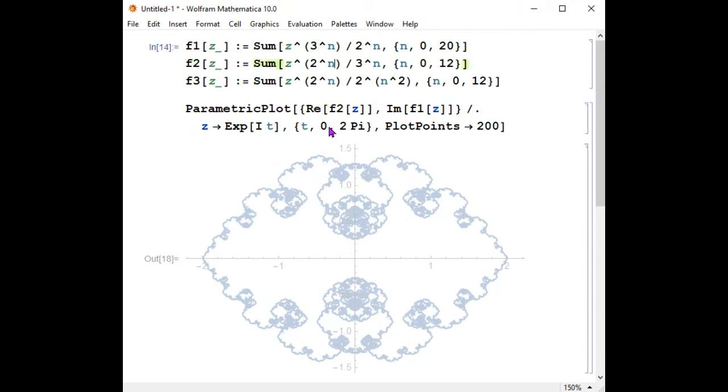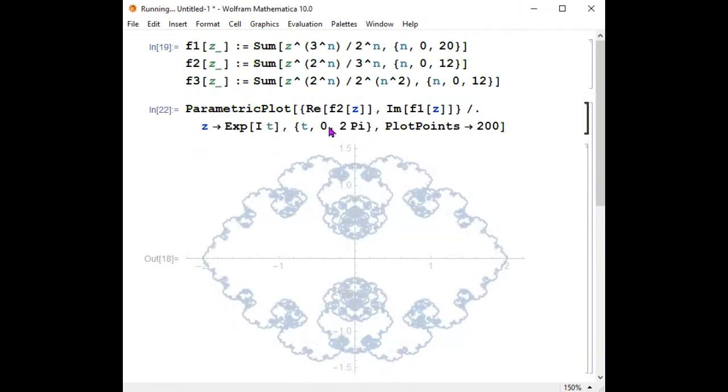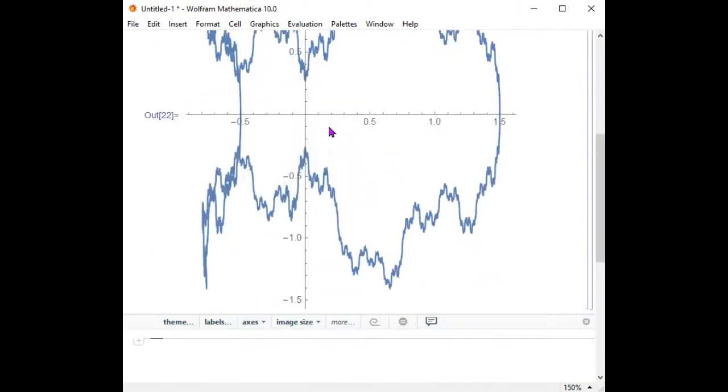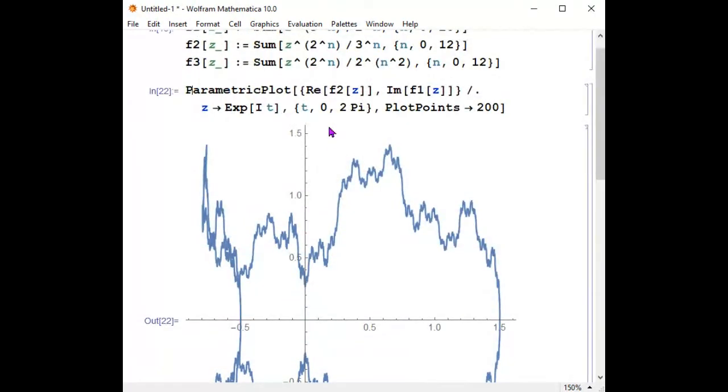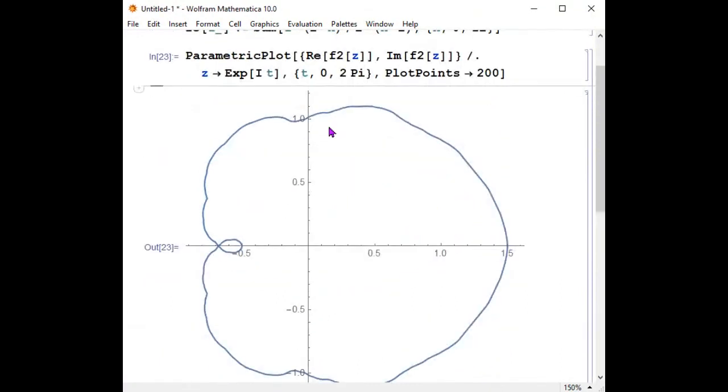F2 was z to the 2 to the n over 3 to the n. So if I try to take a derivative, I would get 2 to the n over 3 to the n, z to the 2 to the n minus 1. So this one will converge fine, and its derivative will converge. And let's see what this looks like. Oh, you have to change it in both places. All right, this one is much better behaved. So you can see that this one is smooth.